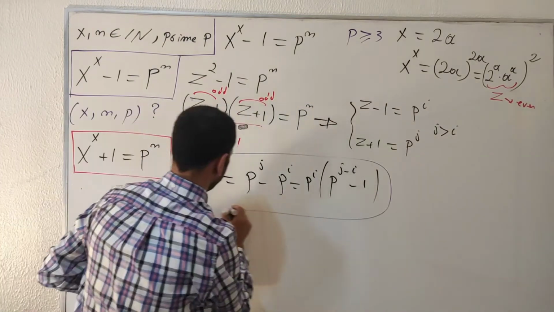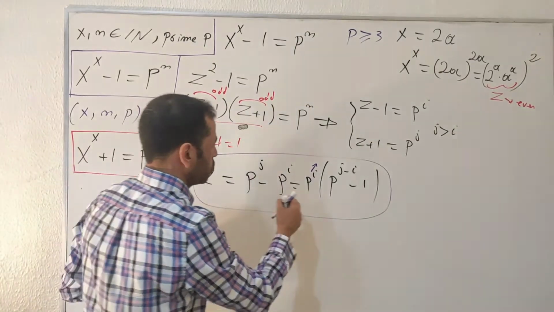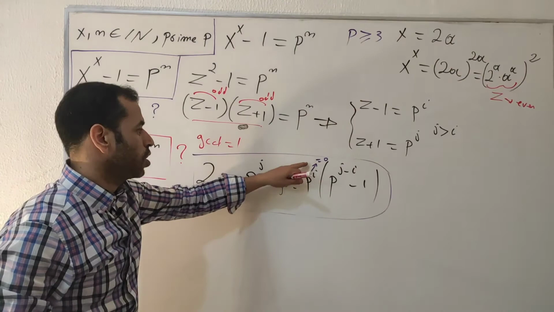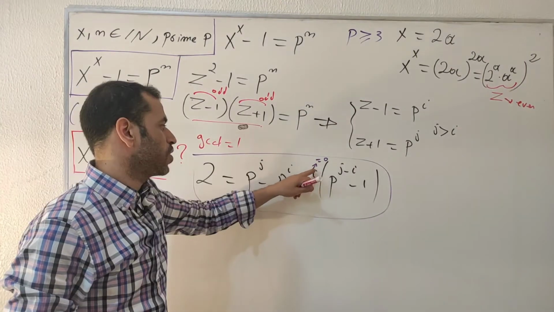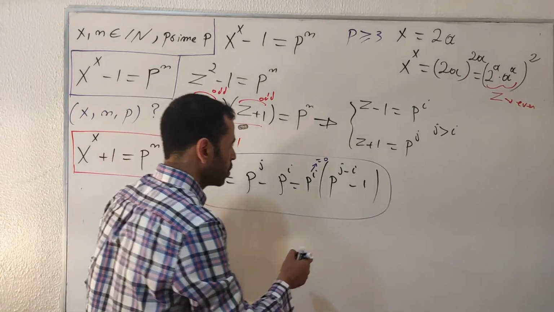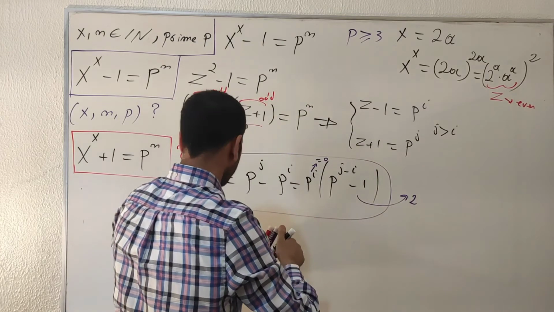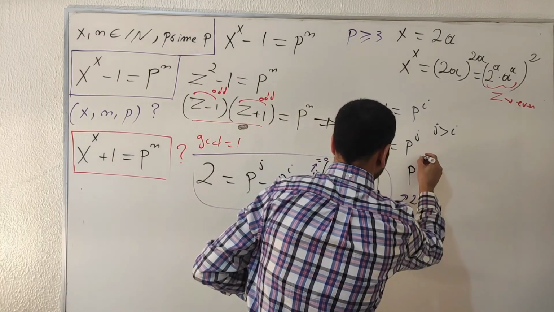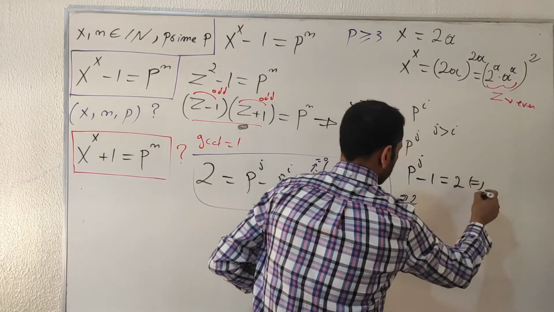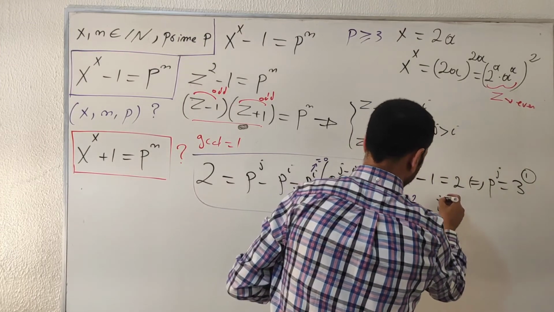Now it's very clear here. On the left we don't have an odd number, so the only odd we have is this number 1, which means i is going to take the value 0. If the exponent equals 0, then p to the i is equal to 1. So this one is clearly going to take the number 2. We'll have p to the j, with i equal to 0, minus 1 equals 2. This is equivalent to p to the j equals 3. The exponent is 1, which means j equals 1.